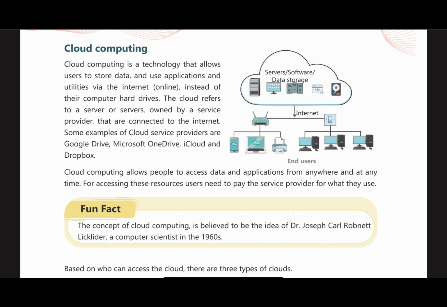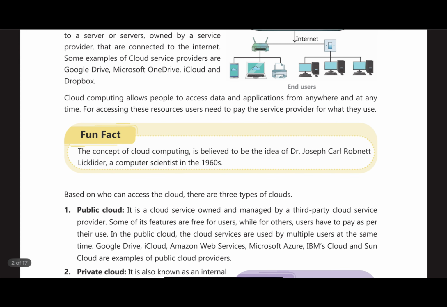Then another is Microsoft OneDrive, then iCloud, and the last one is Dropbox. Basically Google Drive is provided by Google, Microsoft OneDrive is provided by the Microsoft company, iCloud is provided by the Apple company, and Dropbox is basically, we can say, provided by Samsung. Basically they use the Dropbox option the most. Understood?